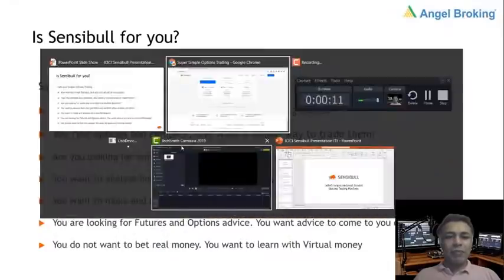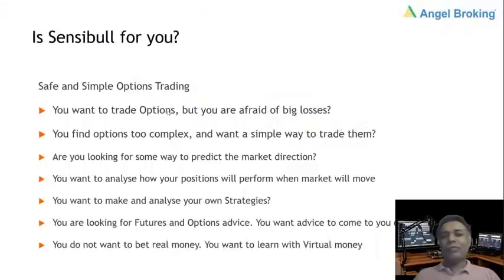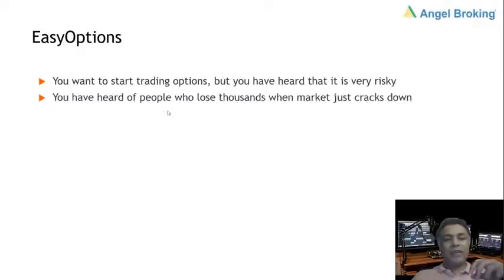So let's jump into our first feature, which is Easy Options. So when do you want Easy Options? This is a use case. You want to start trading options, right? But then you have heard that this is a very risky thing. You have probably heard of people who have lost thousands when the market just cracks down, right?